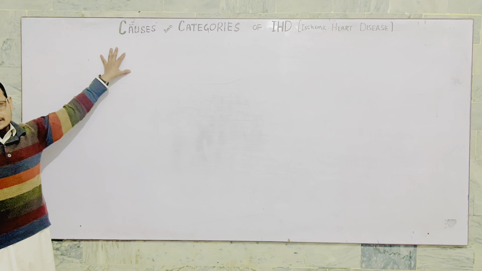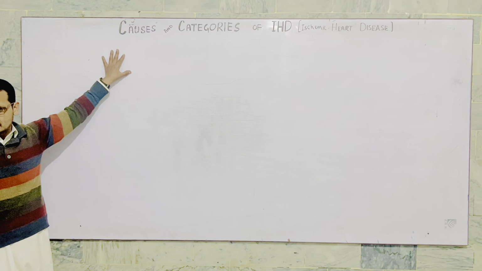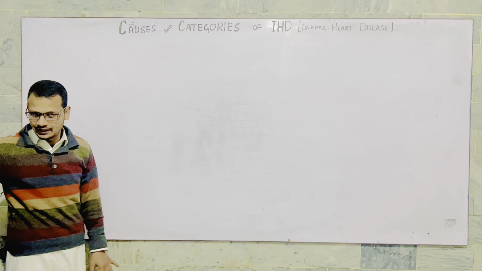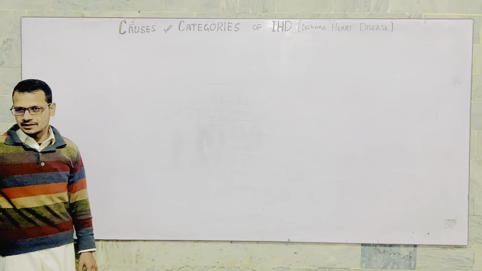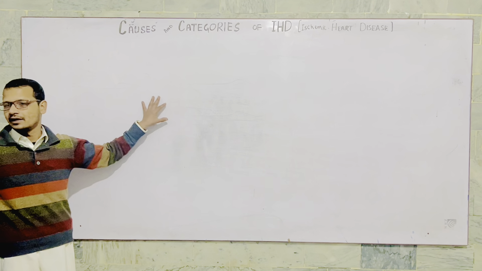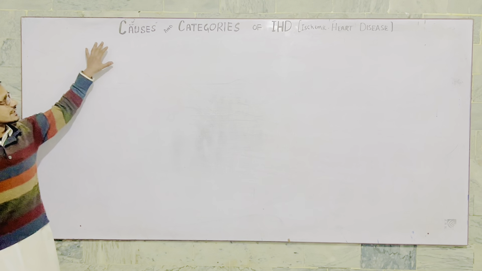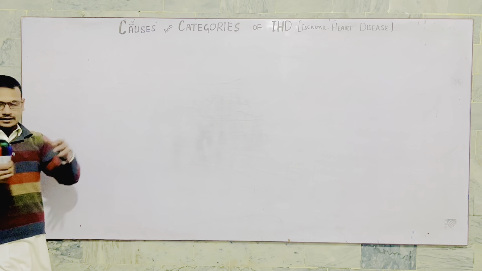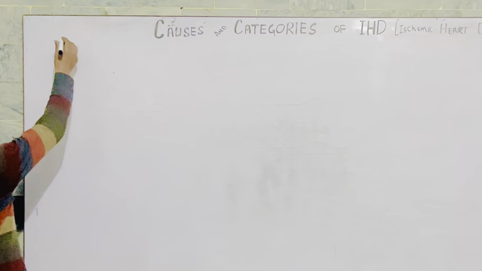As we have discussed the ischemic heart disease introduction, the difference between ischemia and hypoxemia, and a little bit about the coronary circulation of the heart, now we will discuss the causes and categories of IHD. As we know, what is IHD?